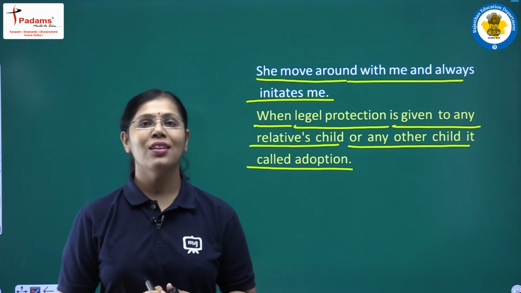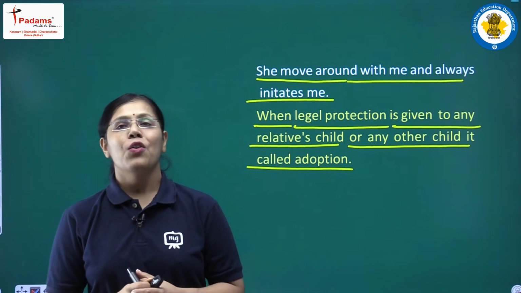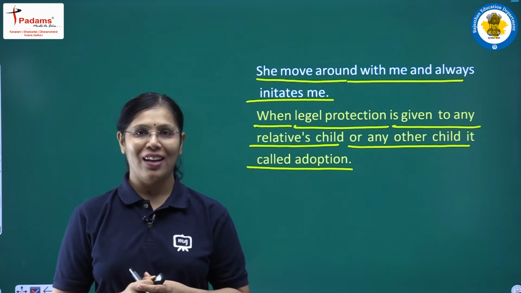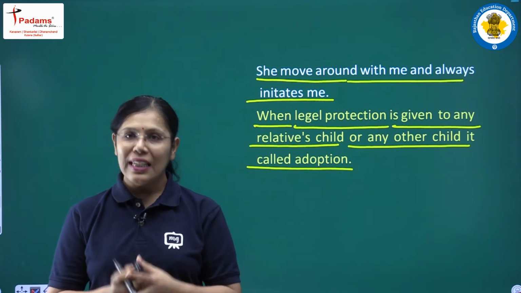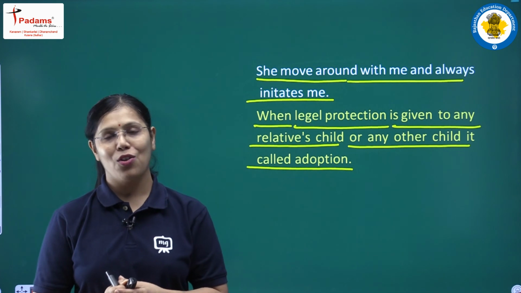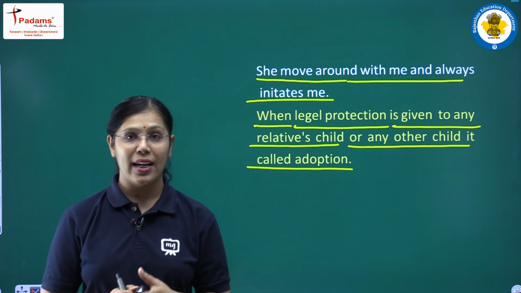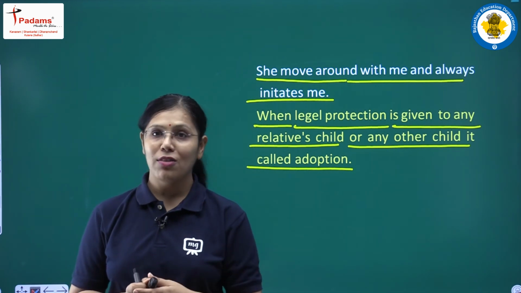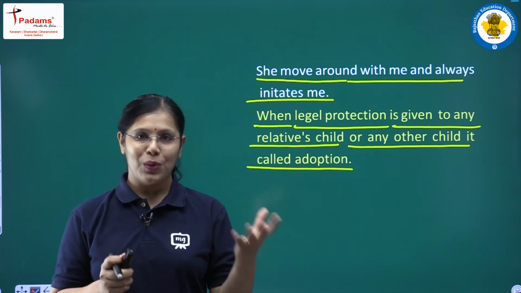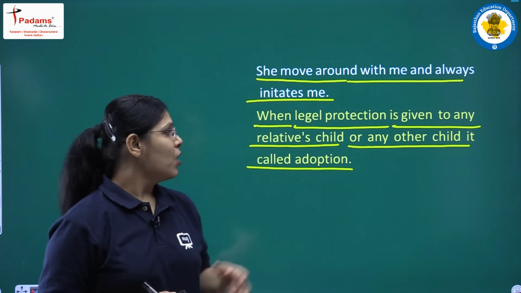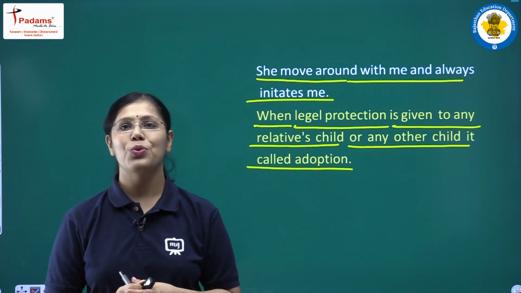So dear students, you will see in society that in some cases when a parent takes a person's child legally, then that process is called adoption. So when legal protection is provided to a child, and that child can be a relative's child or can be unrelated biologically to that parent or that person, that process of providing legal protection to a child is called adoption.